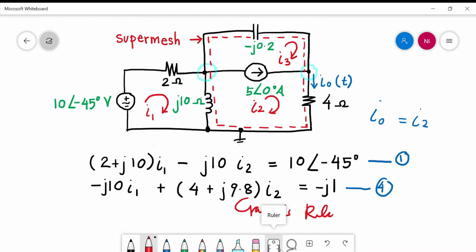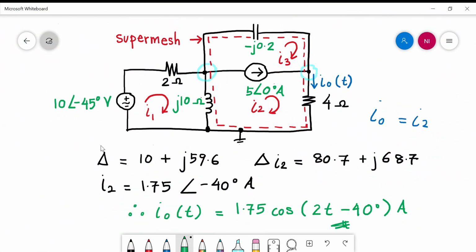For solving equations using Cramer's rule, please check out my previous video. By using Cramer's rule, you should get this determinant and the determinant of I2. Then I2 will be 1.75 angle negative 40, and this I2 equals I0. The question asks for I0(t). This is in the time domain, so we must convert this phasor domain value to the time domain. So the final answer for I0(t) will be 1.75 cos(2t - 40°) amps. Okay, that's all for mesh analysis.